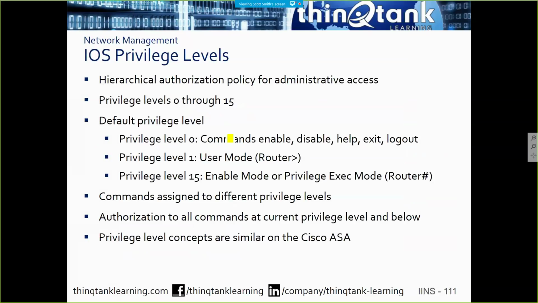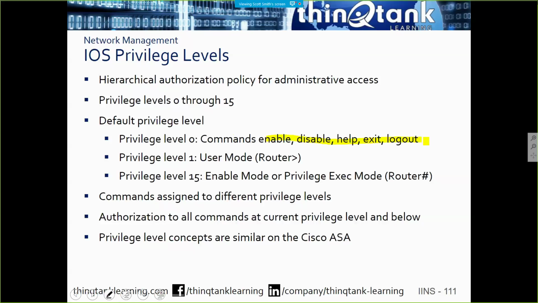Another aspect to managing this communication process, or at least the authentication process to a device, is to manage the privilege levels. Now, Cisco devices have 16 different privilege levels, 0 through 15. The three predefined levels are 0, 1, and 15. Privilege level 0 doesn't give you access to anything. You can do the enable command, the disable command, the help command, the exit command, and the logout command.